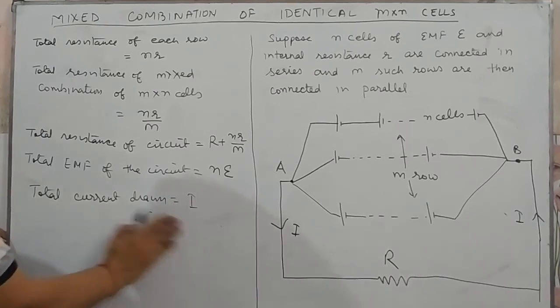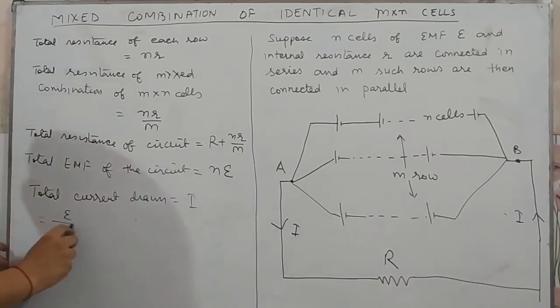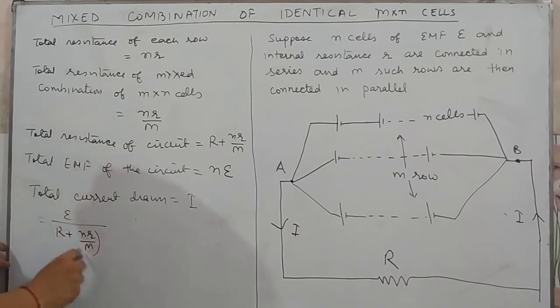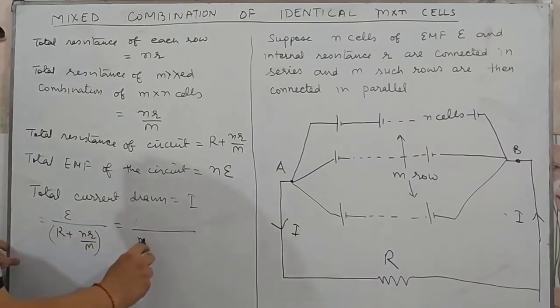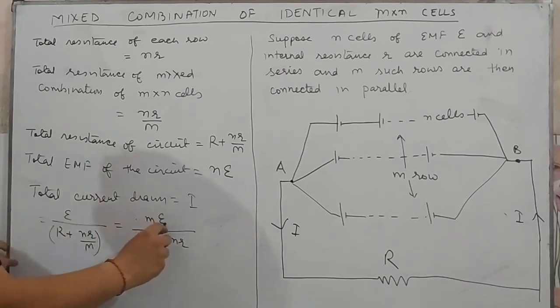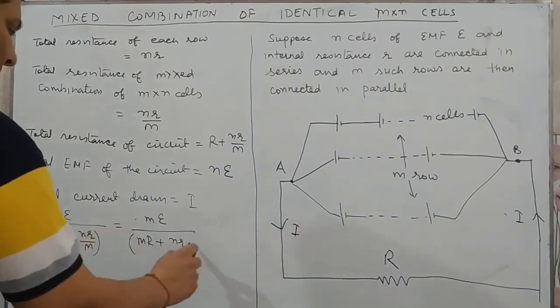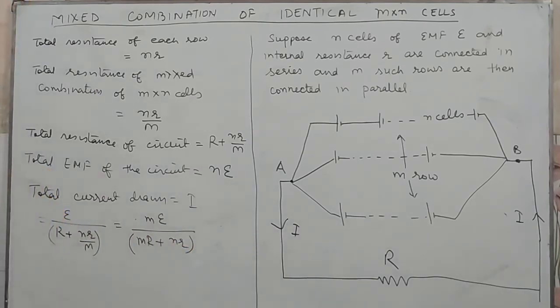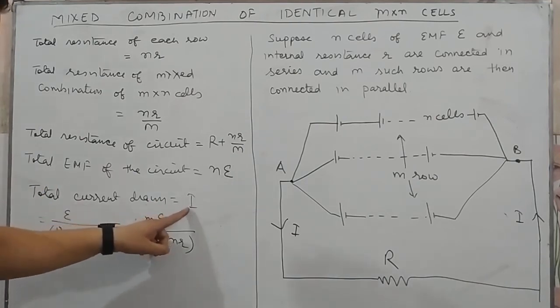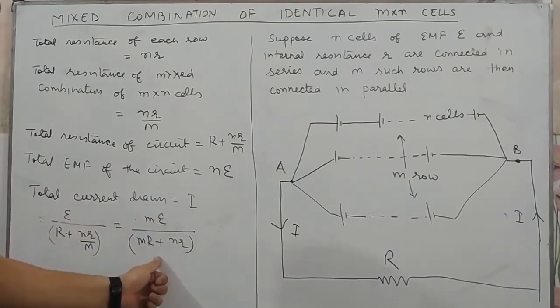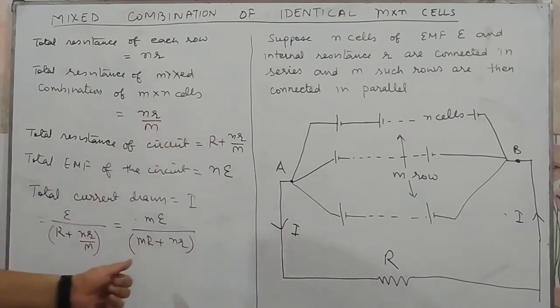Let's go back a little bit. This is nE upon R plus nr upon m. With a little rearrangement, multiplying by m in the numerator and denominator, this is mnE upon mR plus nr. Now this is the current obtained in the mixed combination. One thing is clear: to draw out maximum current, this denominator should be minimum. So let's discuss in which case the denominator can be as small as possible.